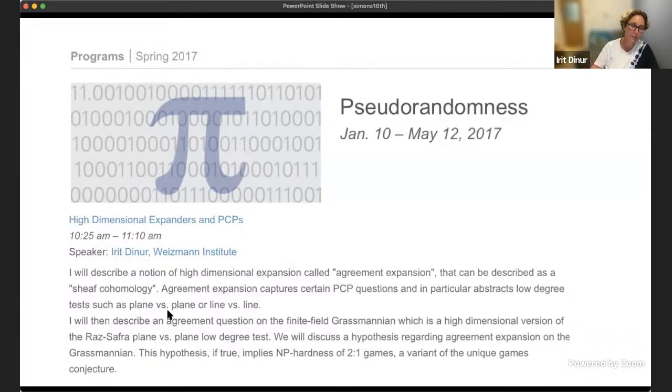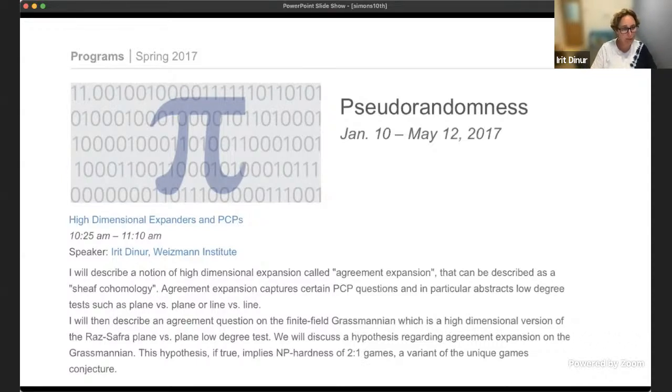You can almost ignore the abstract, just the title says high-dimensional expanders and PCPs. Now, it's not that I knew how to construct PCPs with high-dimensional expanders. It's more that I was talking about the analogy between these two objects and how they feel similar, and we should be able to combine these two things. So this was kind of a dream that hasn't yet materialized, maybe in the future.